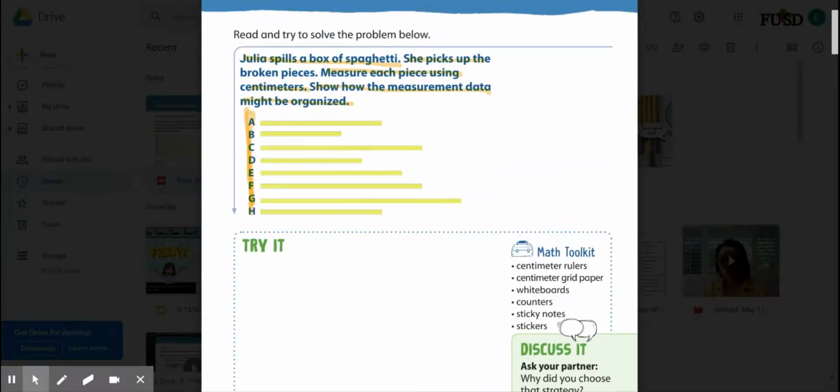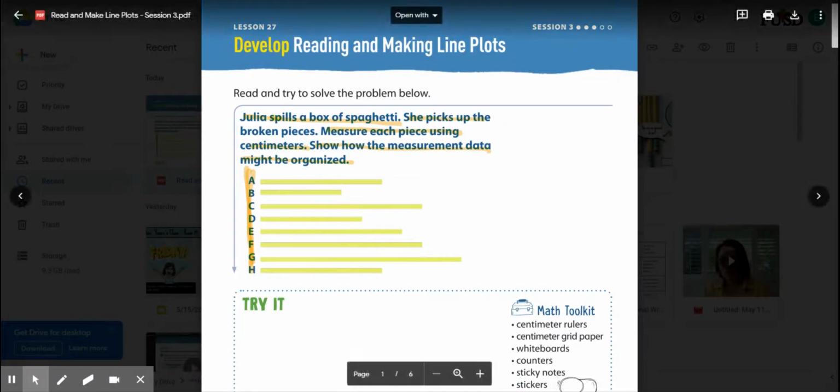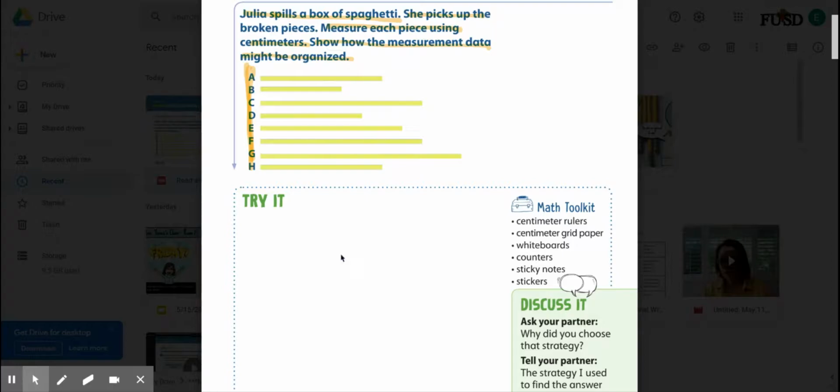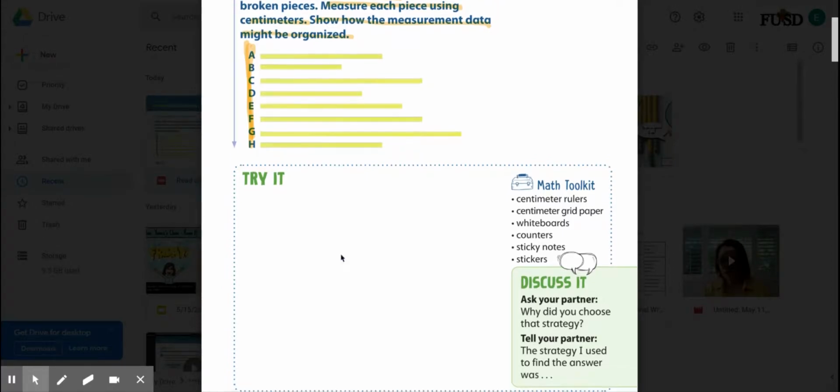Remember, data is another word for information. So if you look up here, we can use a line plot down in the try it problem. This time, Miss Yanis did not put anything in the try it. It is your job to organize all of that data on a line plot or a graph or however else you think you can organize that data. Pause the video so that we can move on.